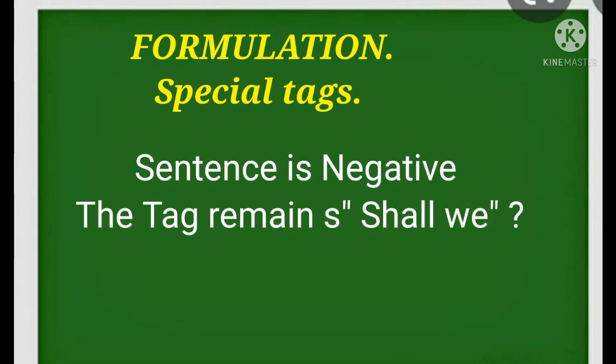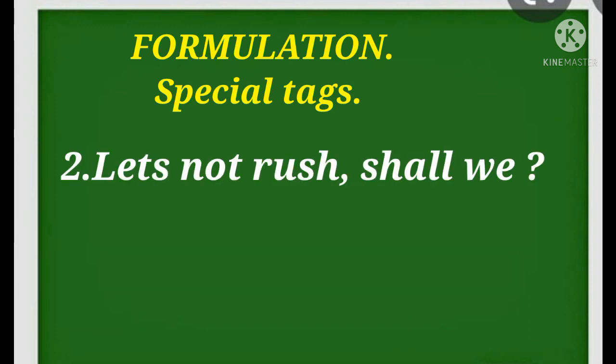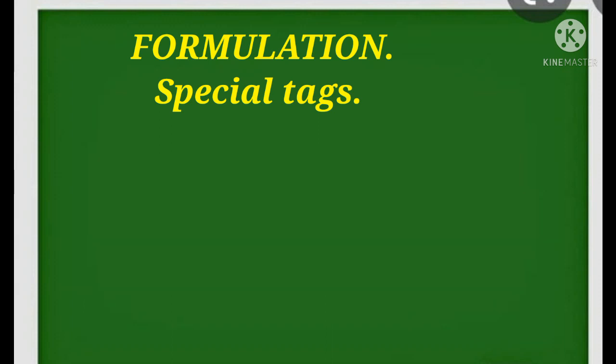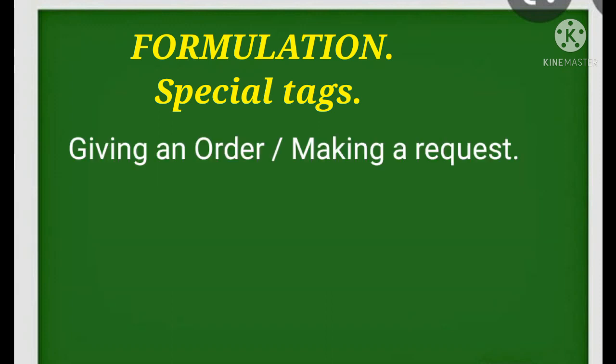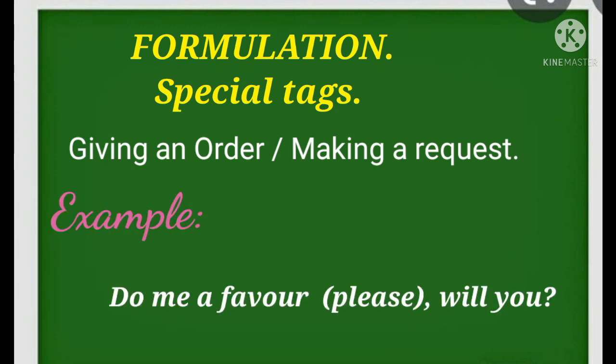Even if your sentence is negative, the tag remains shall we. Let's not rush, shall we? The next special tag is a tag after giving an order or making a request. For example, you could say, do me a favor, or do me a favor please. The tag is will you.